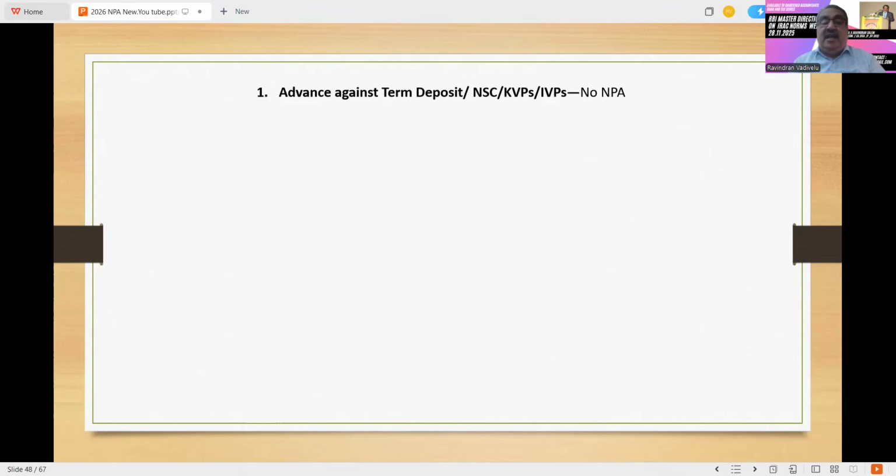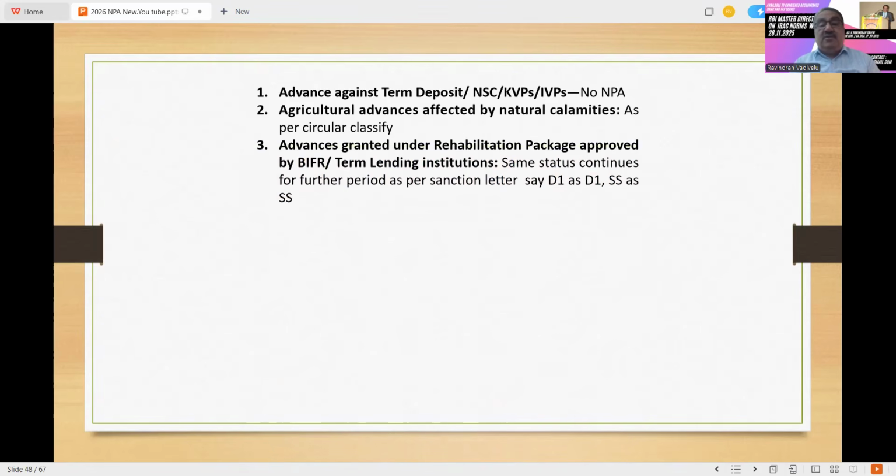Next one is any advance against term deposits, NSC, KVPs, Indira Vikas Patra: NPA rules are not applicable. And for agricultural advances affected by natural calamities, where there is reschedulement or reclassification, you need not change the status. This is with reference to agriculture and non-agriculture. If you have done any reschedulement, then regular IRAC norms are applicable.